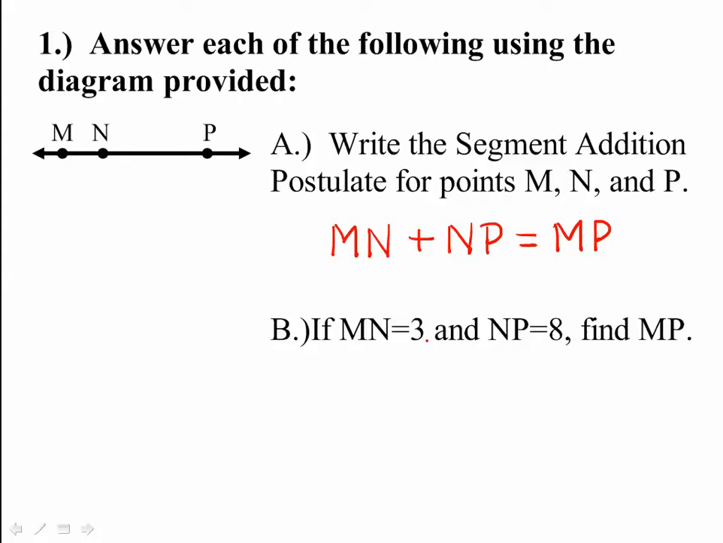Now we notice that it says MN is 3 and NP is 8. Find MP. Well, we know that if we add the two smaller segments, that's going to equal MP. So MP is 11.